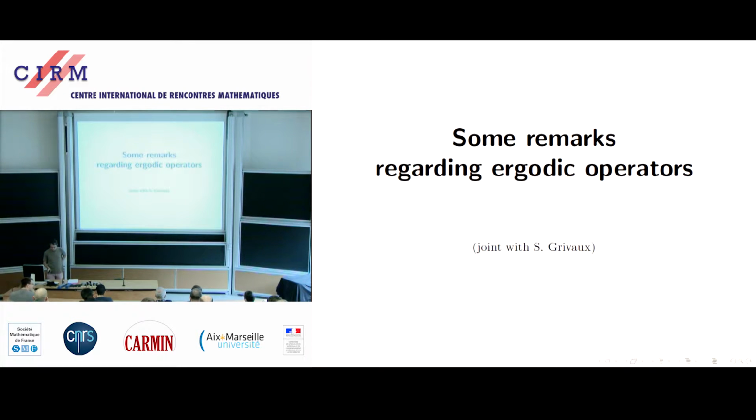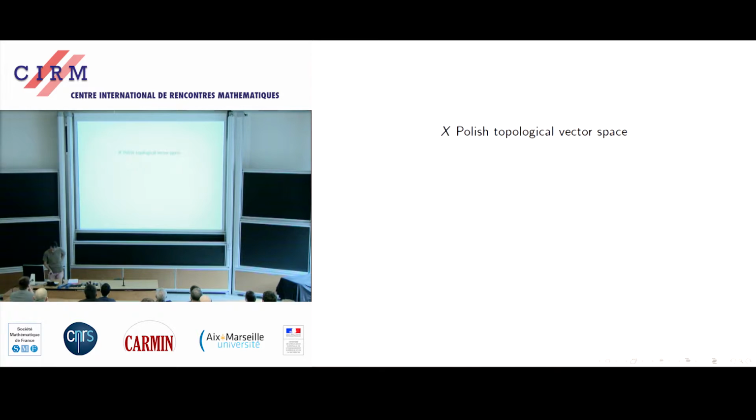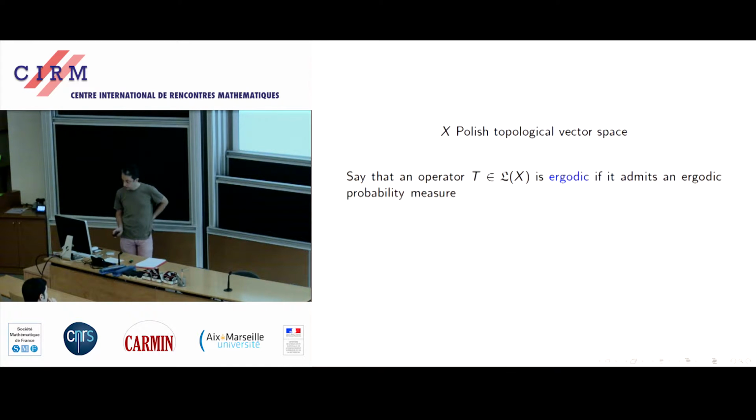Okay, so I have to explain what I mean by an ergodic operator. This does not mean mean ergodic. So the definition is like this. You start with a topological vector space, Polish, and I will say that an operator is ergodic if it admits an ergodic probability measure with full support. This is my definition, not at all an official definition.